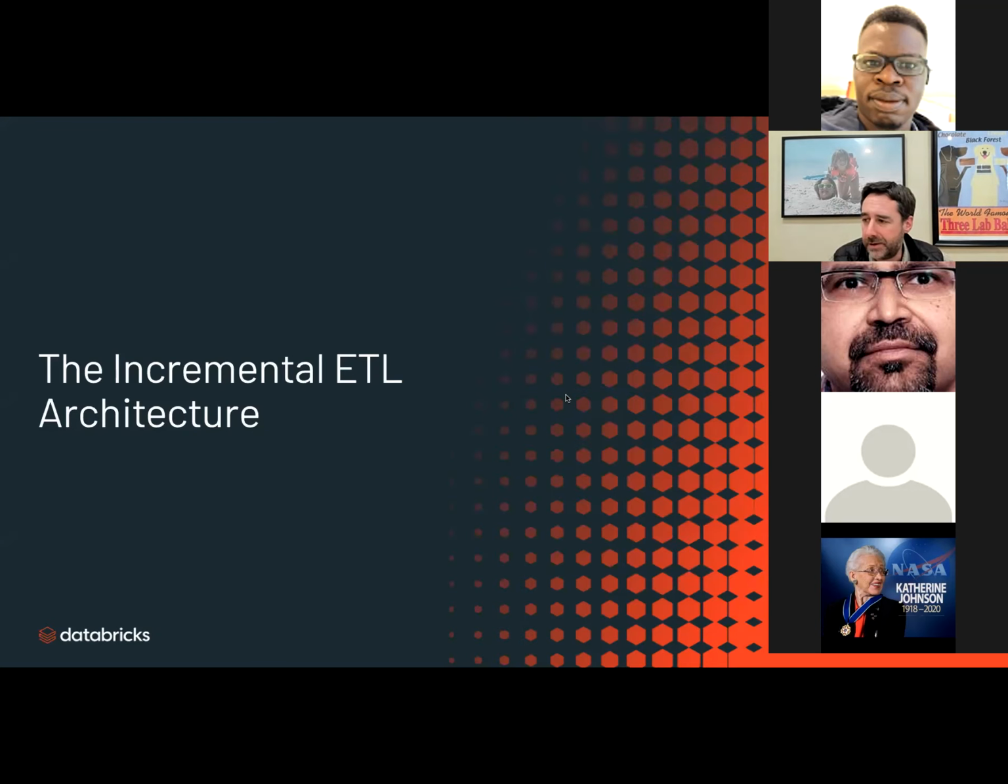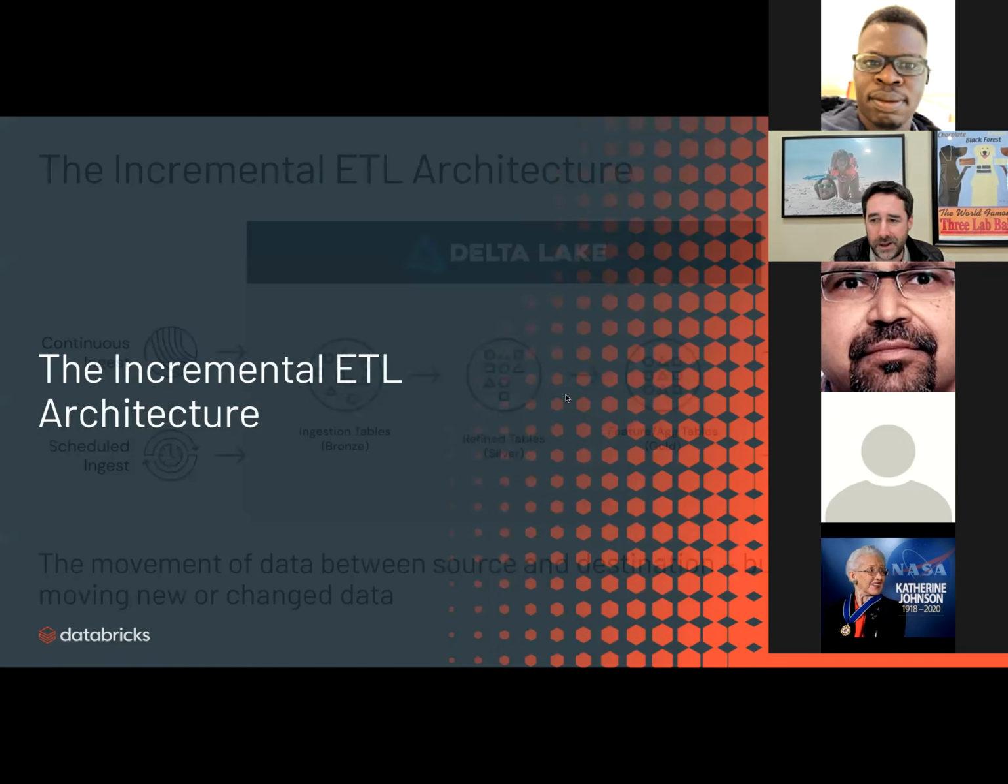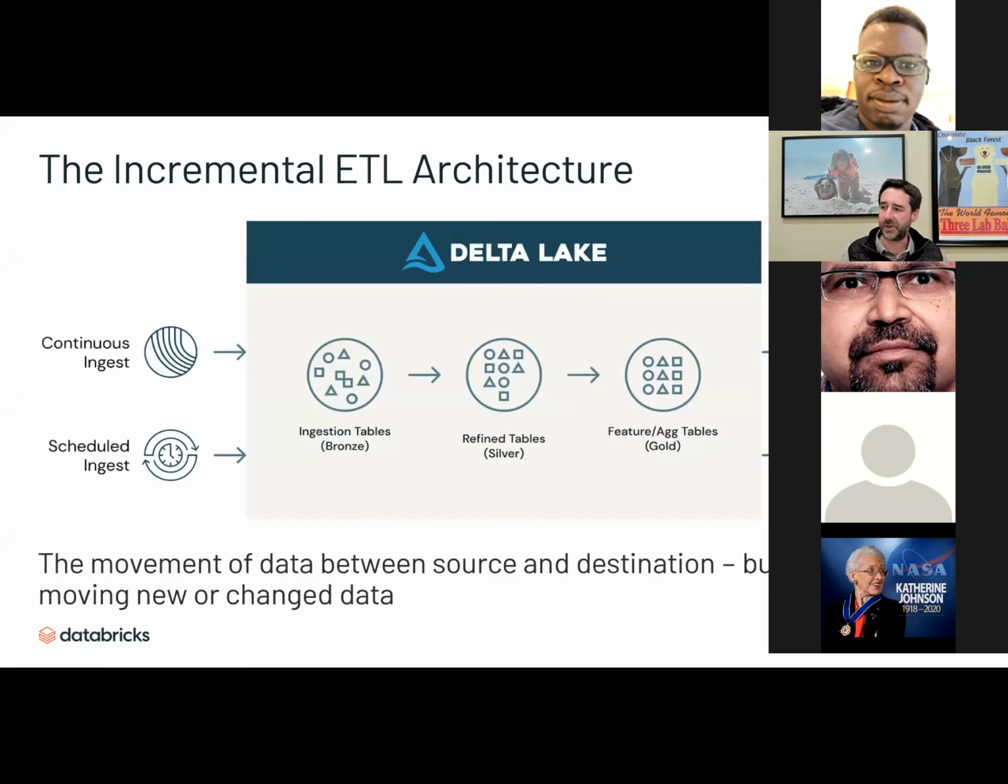All of these different pieces, plus a couple things in structured streaming in Apache Spark itself, allow us to actually build out fully functional incremental ETL architectures. And what I mean by that is a fully functional ETL architecture where only the data that has changed will actually flow through the system.